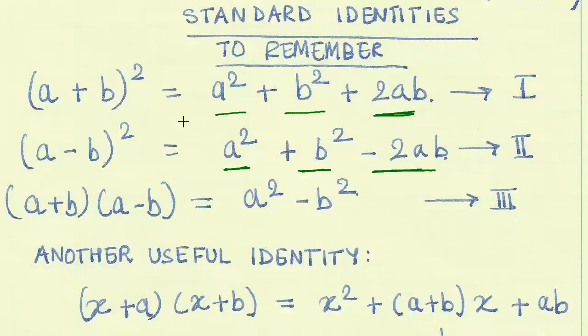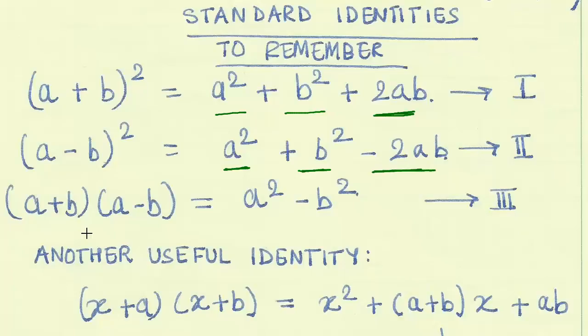Now just note the difference between (a + b) whole square and (a - b) whole square is the fact that the sign of the coefficient of this term changes. So it changes, it was plus 2ab in the (a + b) whole square, and it became minus 2ab for the (a - b) whole square.